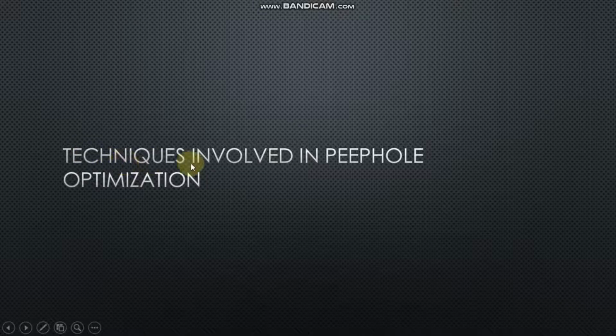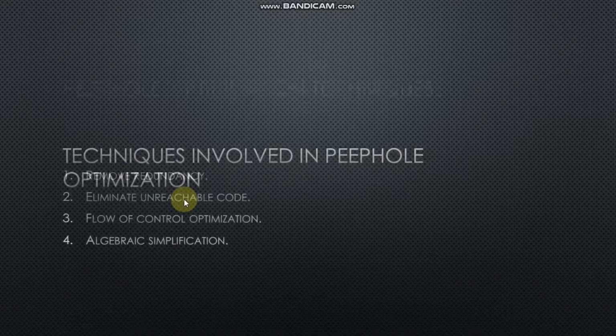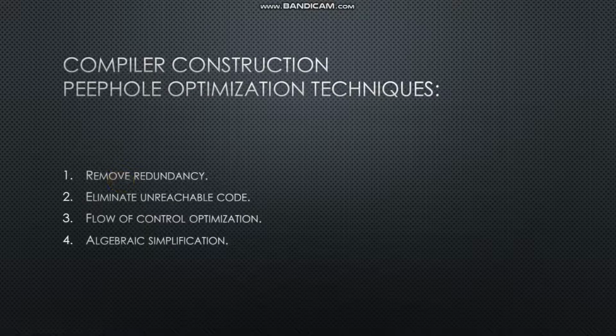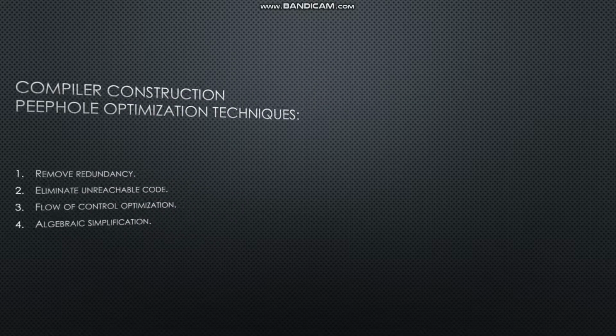Now let's discuss techniques involved in peephole optimization. There are four techniques involved in peephole optimization. Number 1, remove redundancy. Number 2, eliminate unreachable code. Number 3, flow of control optimization. Number 4, algebraic simplification.